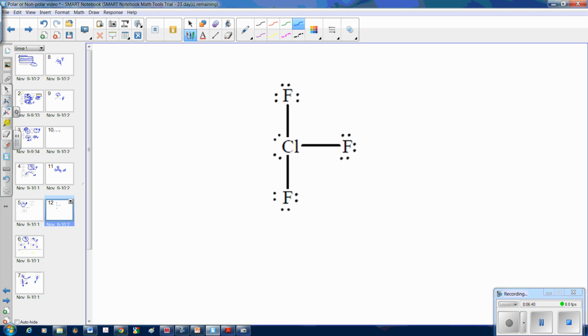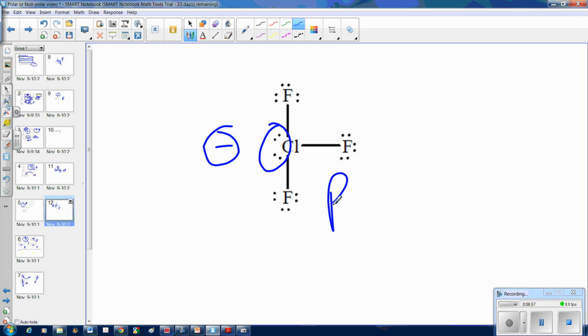ClF3, I have 2 lone pairs of electrons on this one. It's not an expanded octet. No, it is an expanded octet, but they don't cancel because there's only 3. Because there's only 3, this side would have a slight negative when we lay this out. So that means this molecule would definitely be polar.